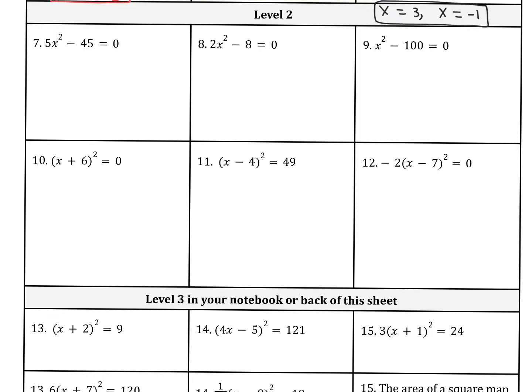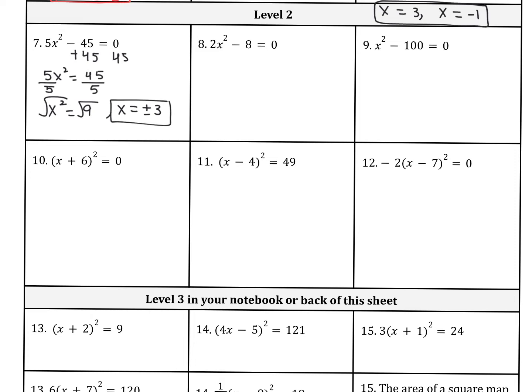For level 2, question number 7, you're going to add 45 on both sides. And then you're going to have 5x squared equals 45. Divide 5 on both sides. x squared equals 9. And when you take the square root, x equals plus or minus 3.